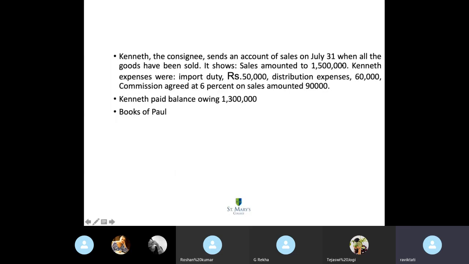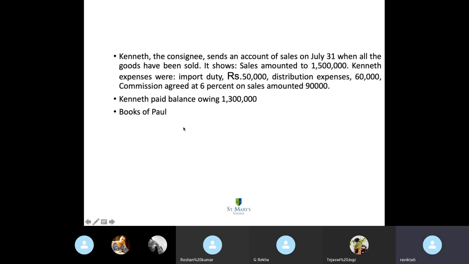There is a sale proceed of 15 lakhs, 10 lakhs worth of goods sold for 15 lakhs, and there are import duty expenses of 50 and distribution expenses of 60, and the commission 6% on sales, which is 90,000. So 6% of 15 lakhs, you can check it, comes around 90,000. And Kenneth paid the balancing figure after checking the account. He paid 13 lakhs to Paul.